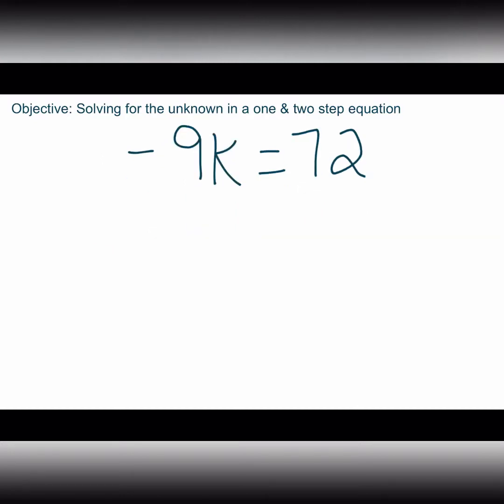Okay, now we have a multiplication problem. So this is negative 9k, which means negative 9 times k equals 72. So in order to undo multiplication, we do division. So we're going to divide by negative 9 on both sides of the equation. Now these are going to cancel out. So we're left with k.